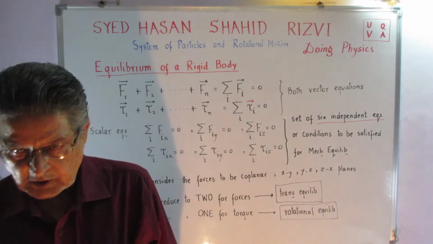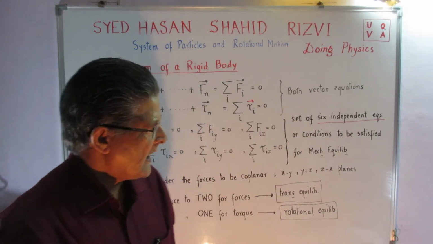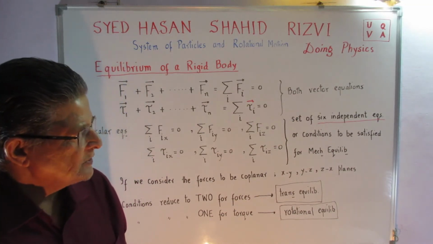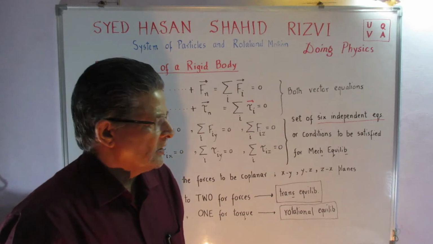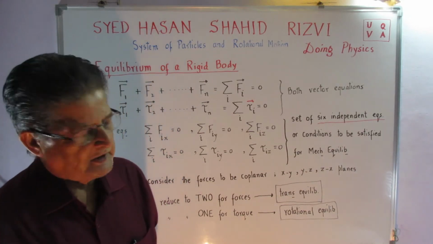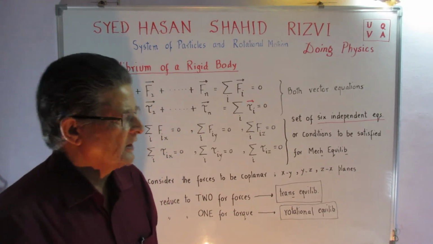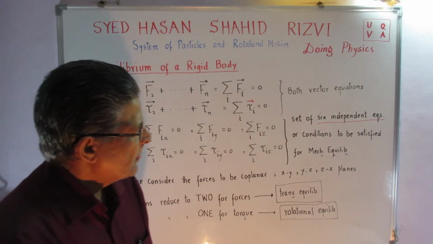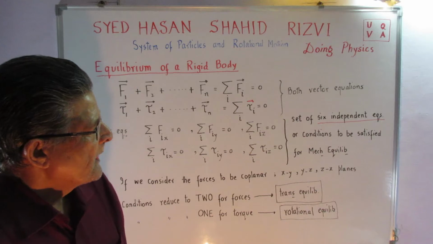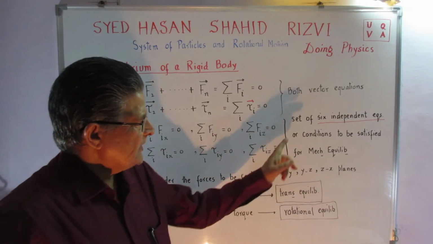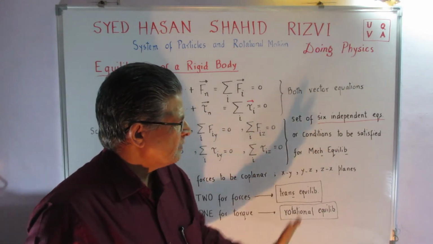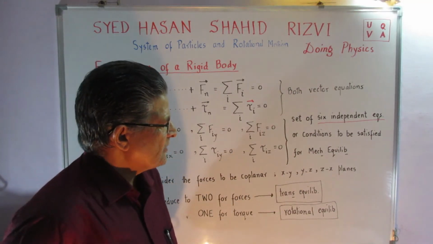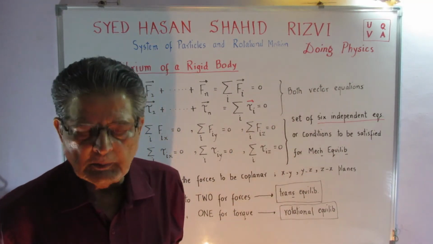Why independent? Because these axes are at right angle to each other. They will not have any resolved part. X direction will not have any resolved part in y and z, y direction not in z and x, and z direction not in x and y. So these set of 6 independent equations or conditions have to be satisfied in general for mechanical equilibrium.